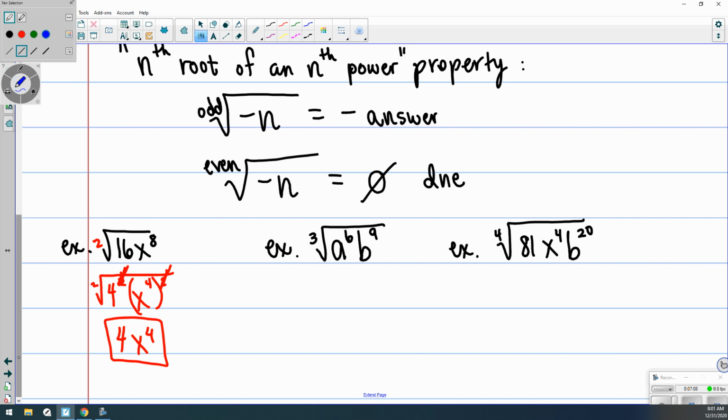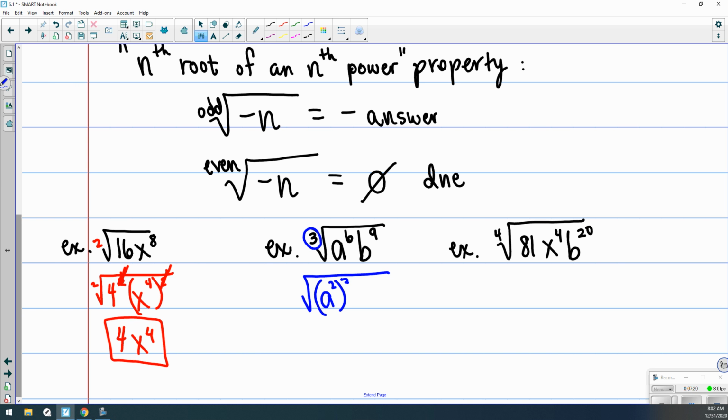All right, then let's take a look at the third root of a to the 6th, b to the 9th. So again, third is the magic number here. 3 is the magic number. I'm going to write a to the 6th as a to the 2nd to the 3rd. And then how am I going to rewrite b? I want something to the 3rd. How about b to the 3rd to the 3rd? 3 times 3 is 9. 2 times 3 was 6 on the a. Third root and the third powers cancel each other out. And so my final answer will be a squared b to the 3rd. Dunzo. That's it.